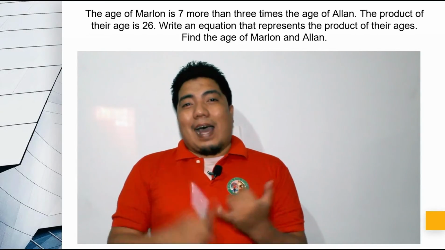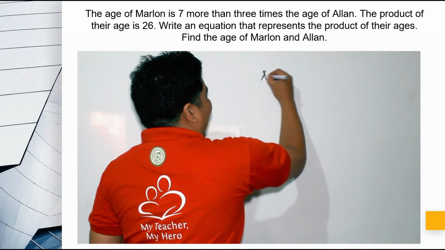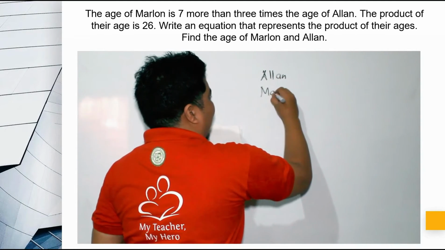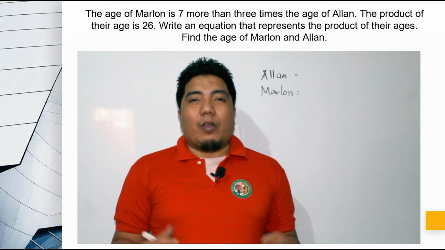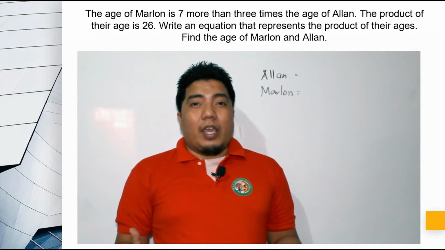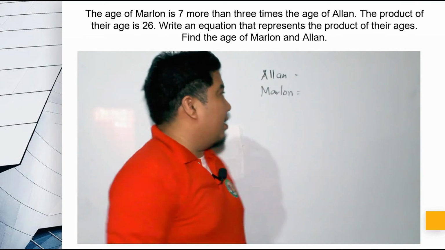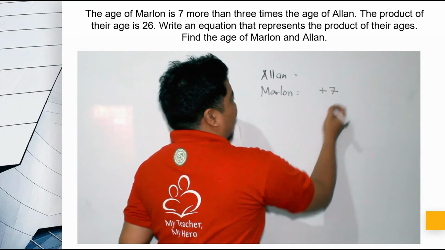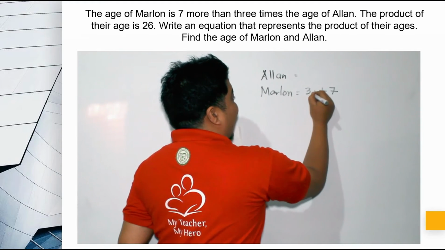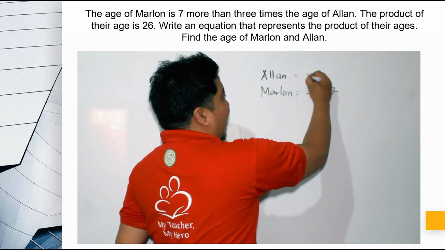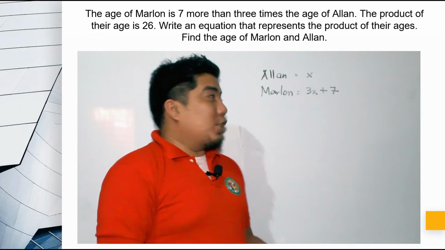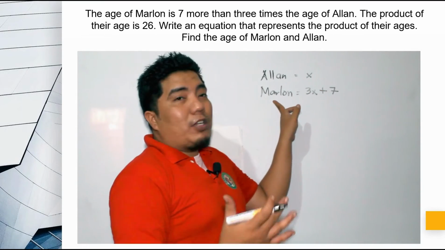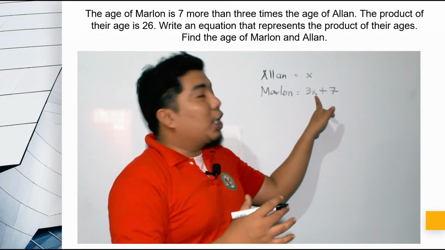Okay, math learners, what we need to do here is first we need to consider the names of the people involved, and those are Alan and Marlon. Now, it has been said here that the age of Marlon is 7 more than 3 times of Alan. When we say 7 more, it means plus 7. So, Alan here is the base of our age. So, if Alan is x, then Marlon is 7 more than 3 times the age of Alan.